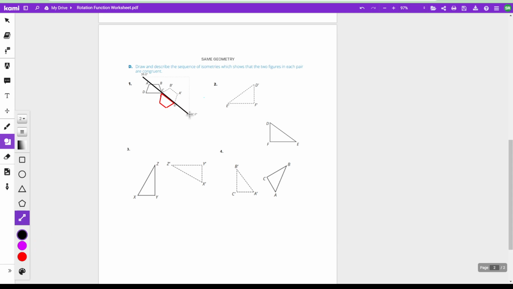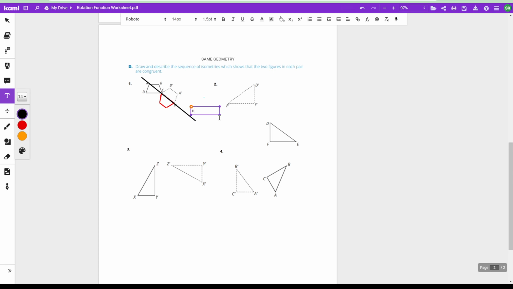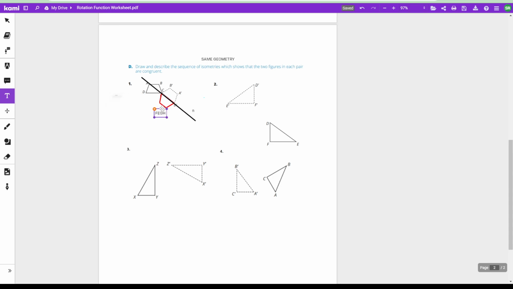We can draw our line of reflection, and we can label that N. And just as well, we can label our shape over here, and we'll label that FEGH. And so that FEGH, when reflected across line N, gives us A prime, B prime, C prime, D prime.